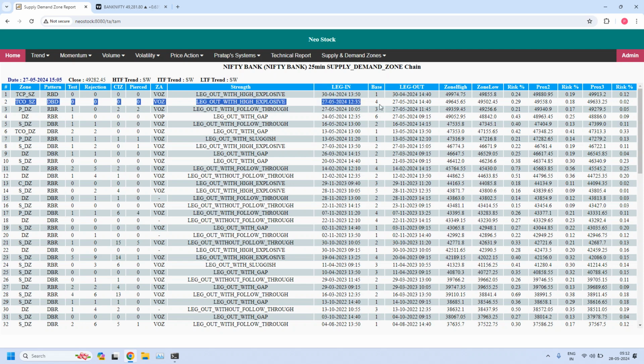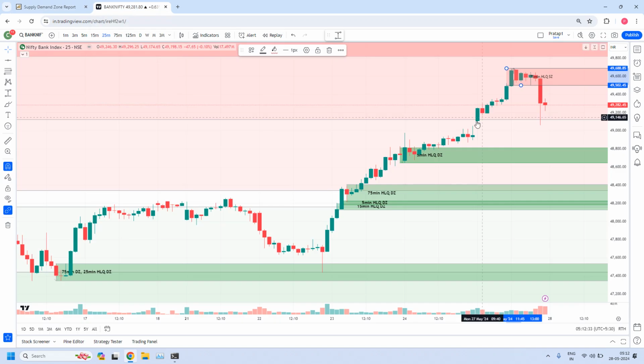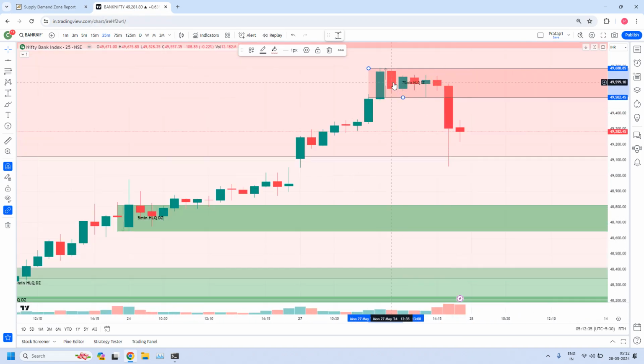This is today it is created. This is a low priority high liquidity zone. Sometimes they will work, low priority high liquidity zones also. This is at 12:35 today. 12:35. This is the candle, drop candle.